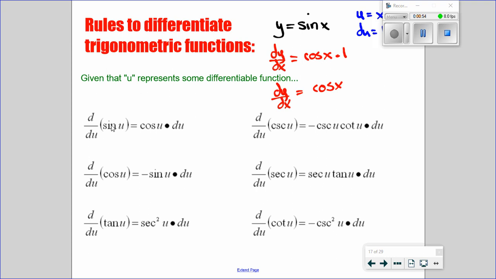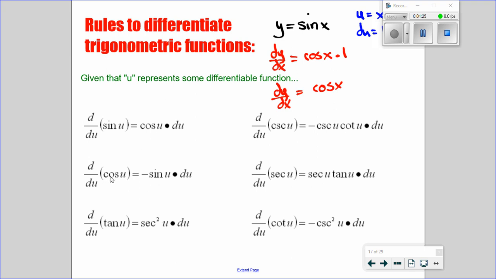they are as follows. The derivative of sine u is equal to cosine u times du. The derivative of cosine u is equal to negative sine u times du. The derivative of tangent u is equal to secant squared u times du. The derivative of cosecant u is equal to negative cosecant u times cotangent u times du. Secant u is secant u tangent u du. And cotangent u, its derivative is negative cosecant squared u times du.